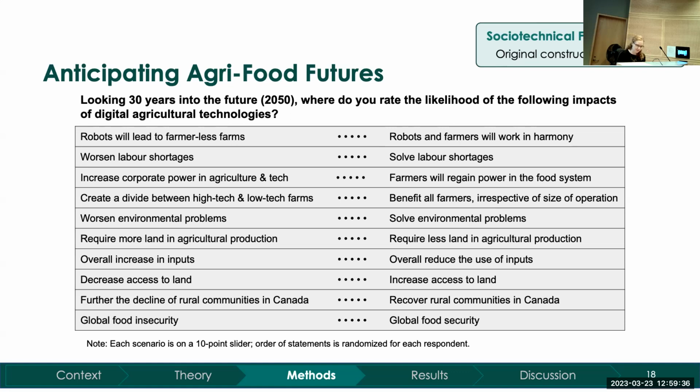So the question we gave them was looking 30 years into the future, where do you rate the likelihood of the following impacts of digital agricultural technologies? So it's not necessarily limited to their farm. We did have some respondents that are in their 80s. So hopefully by then they've retired, they deserve it. So then maybe they're thinking about a food system that's after they're done, but maybe their children or the successors on the farm are still farming.